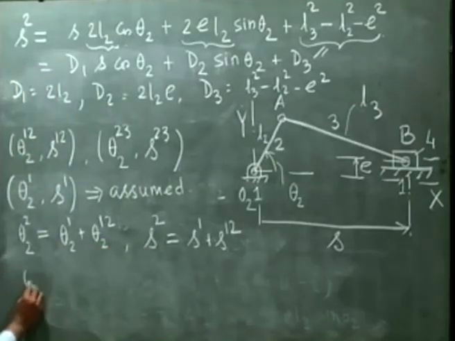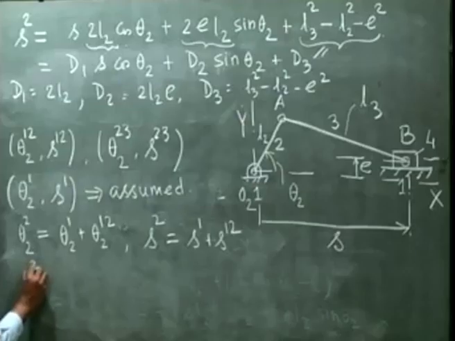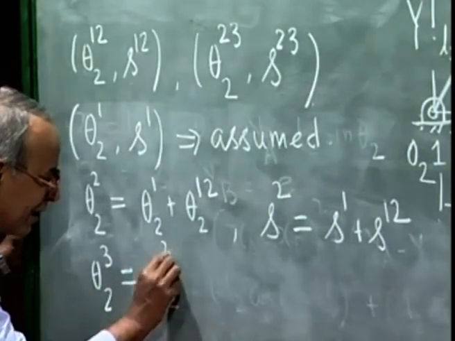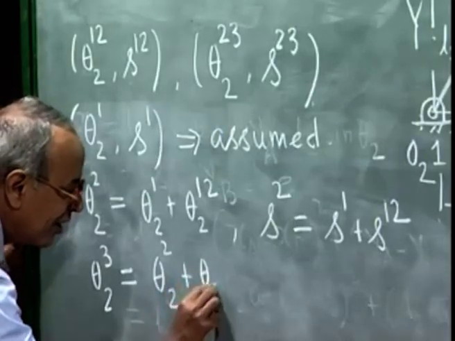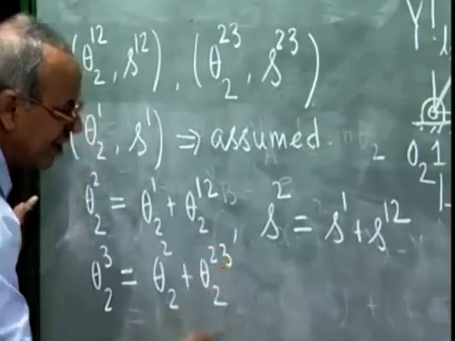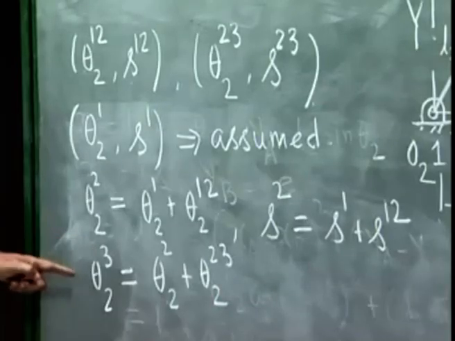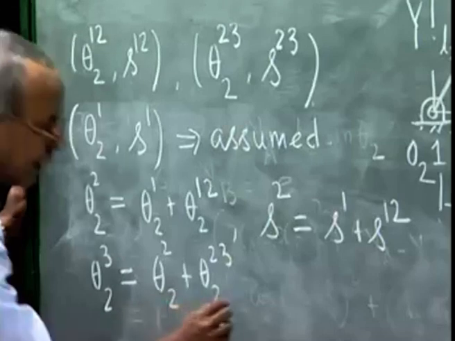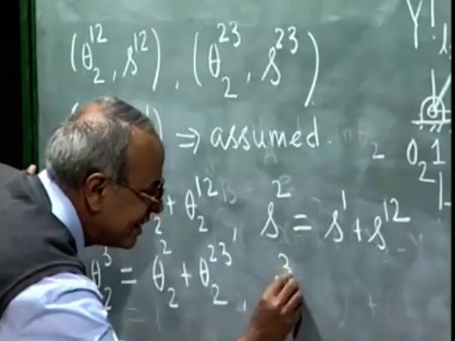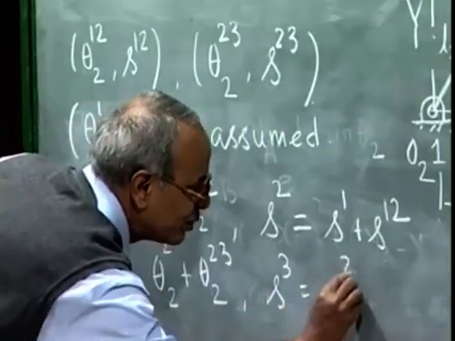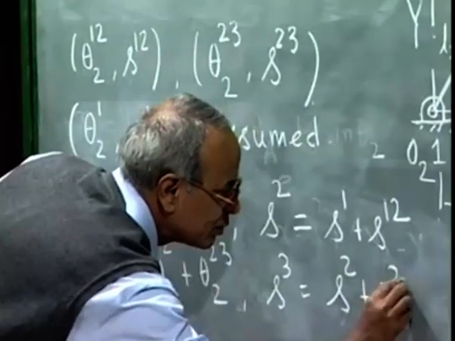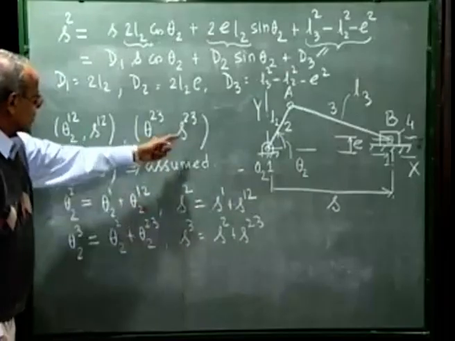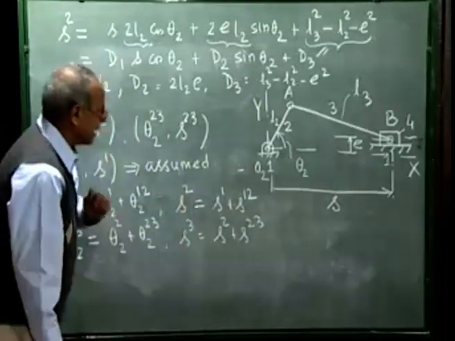Exactly the same way I can get the values of theta 2 and S corresponding to the third configuration: theta 2 3 as theta 2 2 plus theta 2 3, and S3 is S2 plus S2 3. We have already calculated S2 and we are given S2 3, so I can find S3.